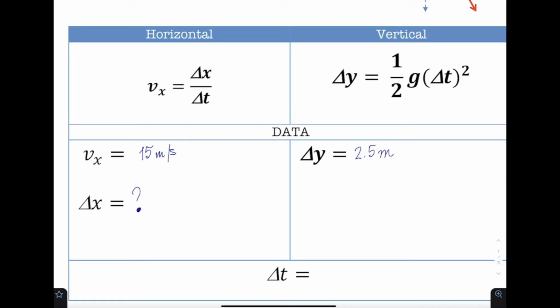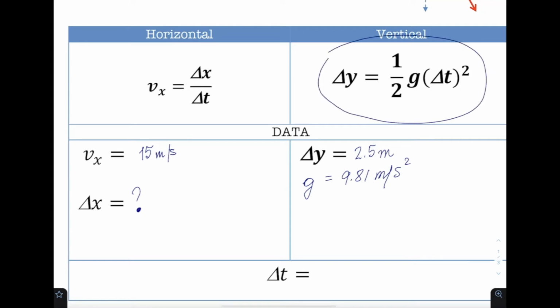As you see, we distinguish between horizontal and vertical, and for horizontal, we only have one equation. Vx equals change in x over change in t. Now, we don't have the change in t, so if we cannot find t horizontally, we're going to go and look at our vertical. So what we do know is that our change in y is given, and we also know that our acceleration g is 9.81 meters per second squared. That's a given because we are solving for projectile motion, and therefore we assume that there is no air resistance, and then acceleration, which is g, is 9.81 meters per second squared.